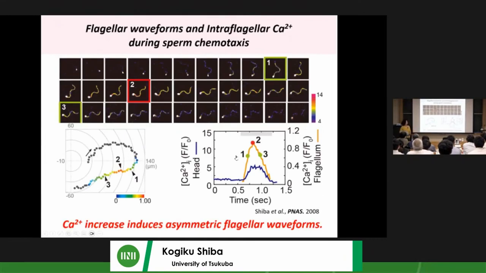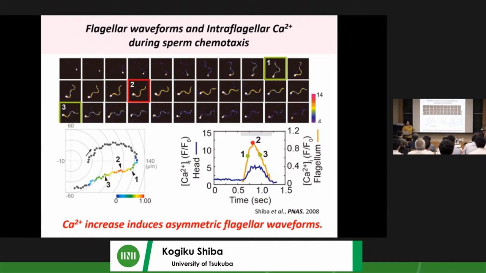So here is a more detailed analysis of the change in intraflagellar calcium during sperm chemotaxis. This is the trajectory of the sperm head, and the dot color shows the position of the sperm head, and this color shows the intraflagellar calcium level. And this is the aligned image of the sperm. You can see that when the sperm swim away from the attractant source, the intracellular calcium increases and decreases. Here, number 2 is the highest level of calcium. From here the flagellar waveform becomes asymmetric and then changes to symmetric. This is the time course of the change in calcium. The orange line is the flagellum and the blue is the head. You can see the very transient increase and decrease of the calcium.